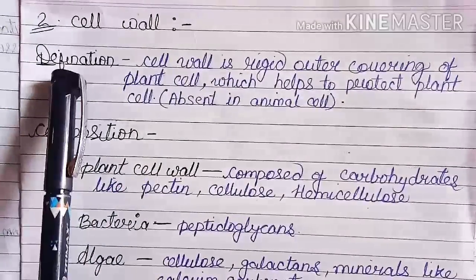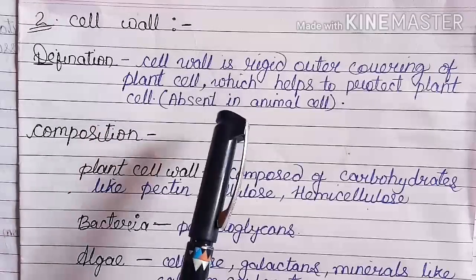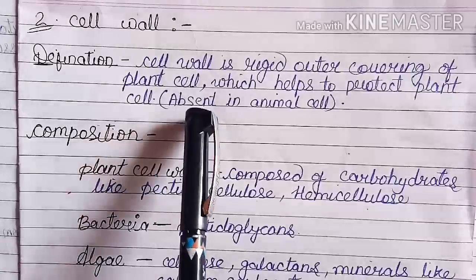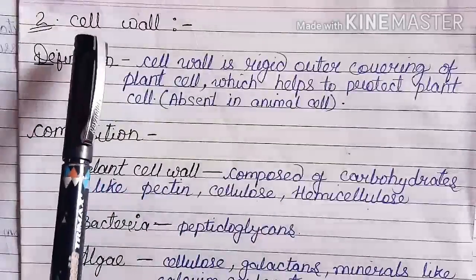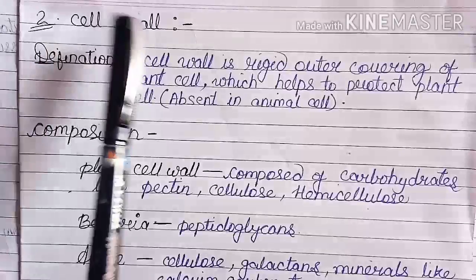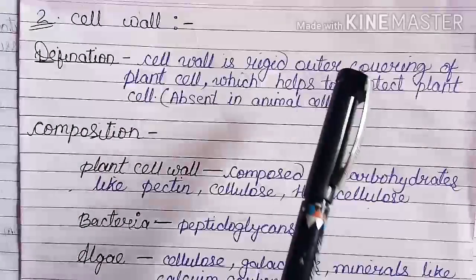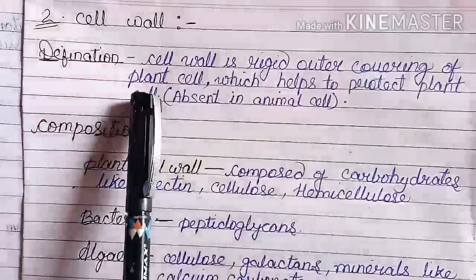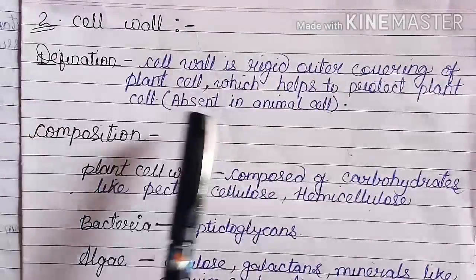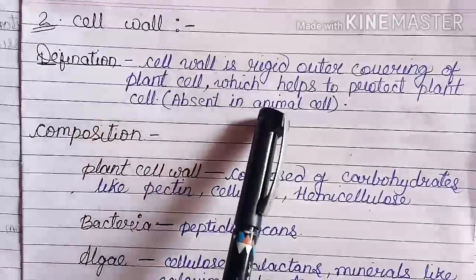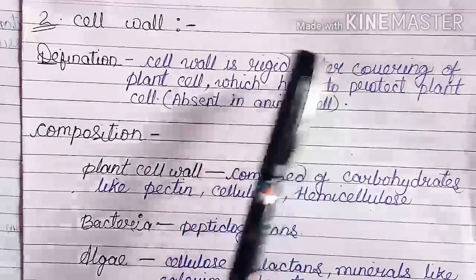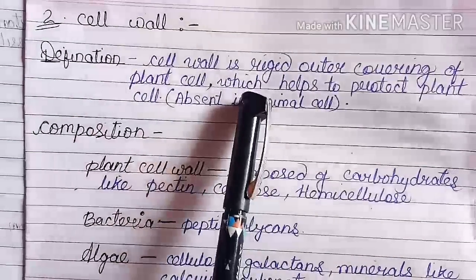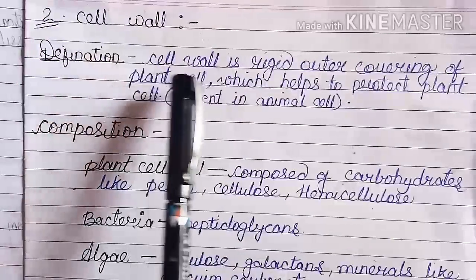So what is the definition of cell wall? Cell wall is a rigid outer covering of plant cell which helps to protect plant cell, and it is absent in animal cell. So cell wall is only present in plant cell but absent in animal cell, and it is a rigid outer covering which helps to protect plant cell. So protection is the main function of cell wall in plant cell.